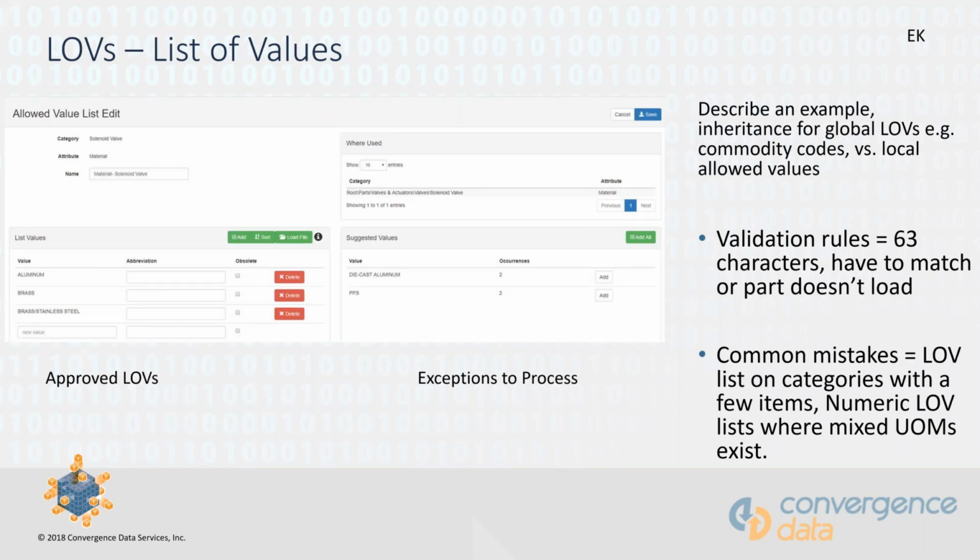And here is another module within DFR, the allowed values list, also known as an LOV. We use these here on the right-hand side. You can see the data that's been coming in from data services. Those would be exceptions to the process, and then on the left-hand side would be the approved LOV. And some things to consider here in terms of validation rules, where we don't want to exceed character limits. We also don't want to have any numeric LOV list where we have a mixed unit of measure. These are all things that we try to catch prior to getting that data ready and prepared for Teamcenter, which Nate's going to get into a little bit more detail on that here, I believe, on the next slide.